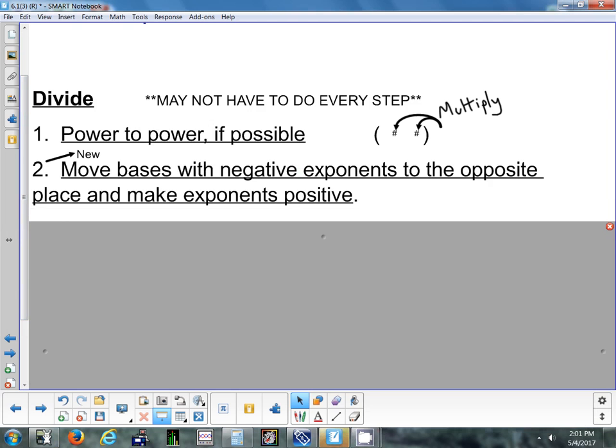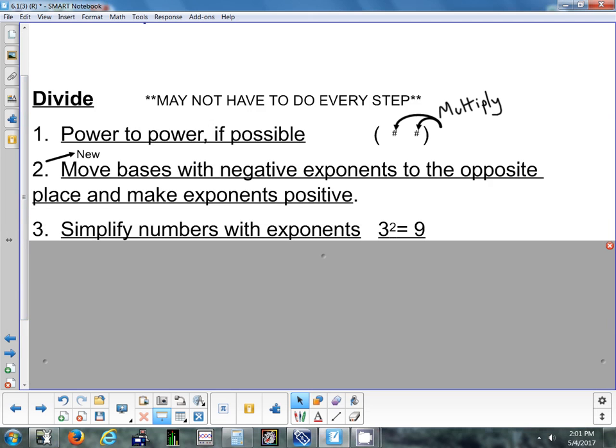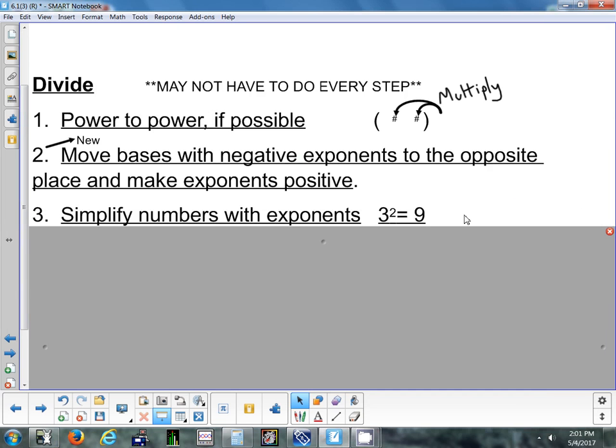So, step 3: if we have whole numbers or big numbers with exponents, here's an example. If we have 3 to the second power, we want to simplify that. We want to make it 9. Remember, we're going to multiply the base as many times as the exponent tells us to. 3 to the second, 3 times 3. 4 to the third, 4 times 4 times 4. And again, we're not always going to get this, so we'll simplify the numbers with exponents, all right?